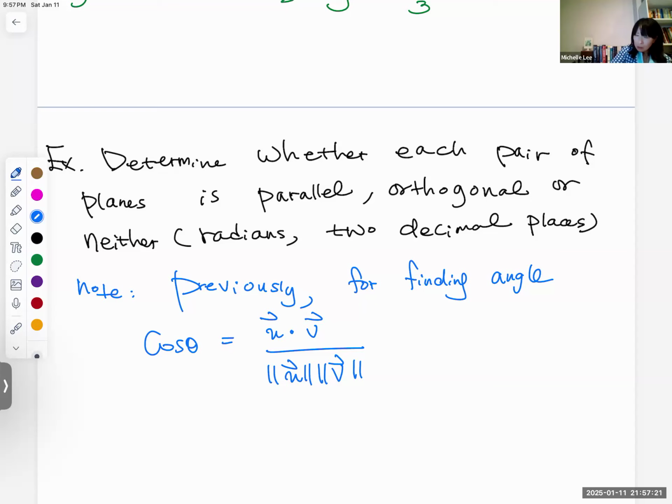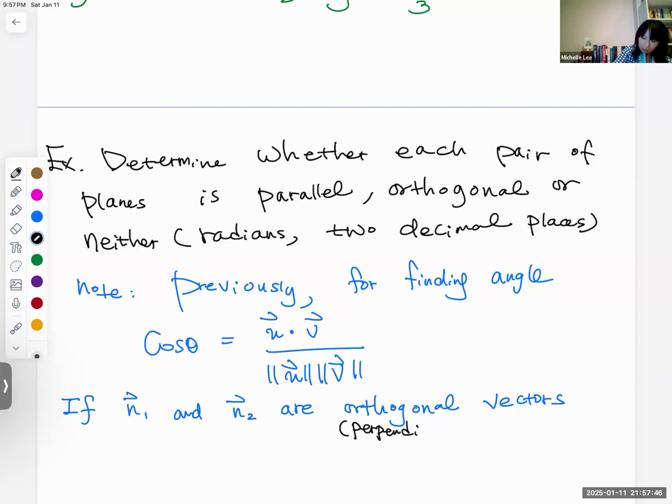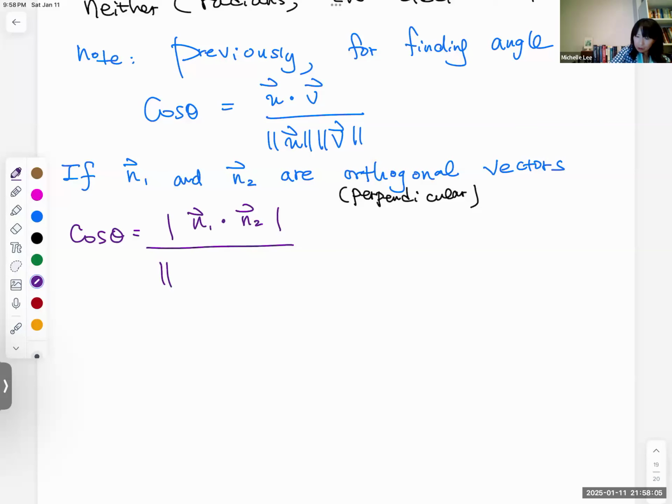Let me write down. If vectors n sub 1 and n sub 2 are orthogonal vectors, meaning they're perpendicular, then we have cosine theta equal to the absolute value of the dot product of the two vectors over, and then the same formula follows, magnitude of n sub 1 and magnitude of n sub 2.